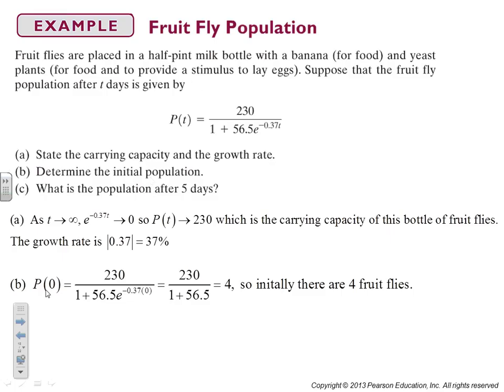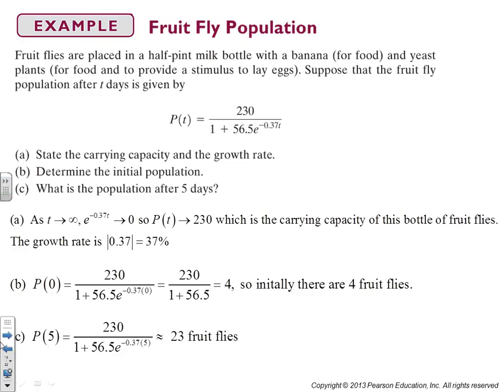The initial population is when I plug in 0. E to the 0 is 1. 56.5 times 1 plus 1 is 57.5. 230 divided by 57.5 is 4. So initially there are 4 fruit flies. That's a respectable amount. What is the population after 5 days? So we plug in 5 to our formula, shove that into our calculator, and we have about 23 fruit flies.